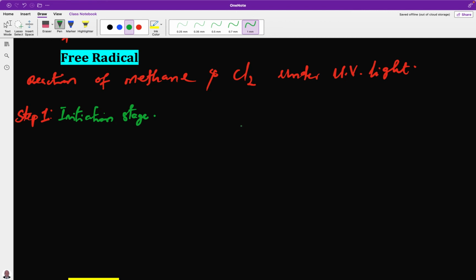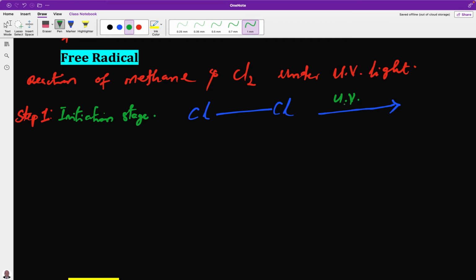Initiation stage. Under this initiation stage, you will realize that this molecule of chlorine that we are going to use, we have chlorine, chlorine under UV light.